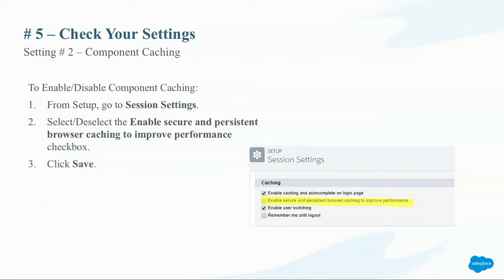For component caching, it's a little different. Still go to Setup, but there's a thing called Session Settings, and you kind of have to scroll down to see it. It's a little tricky on that page. But there you'll see a thing called Enable Secure and Persistent Browsing Caching to improve performance. And by default, this is checked, but you want to make sure, like I said, that in development you have it disabled, but you want to make sure it's enabled in production.